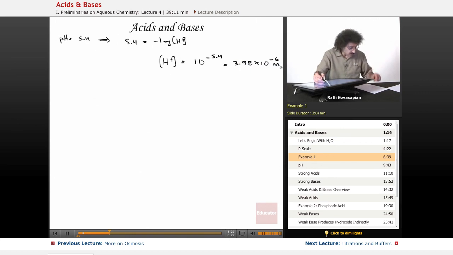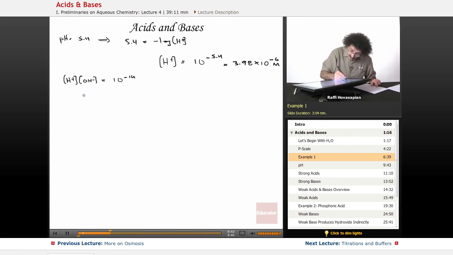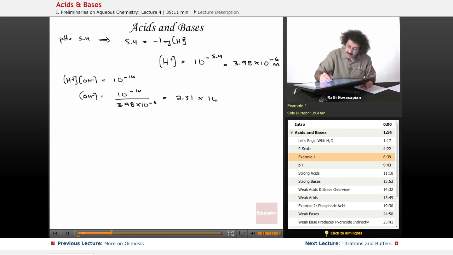So the concentration of hydrogen ion in this particular glycine solution is 3.98 times 10 to the negative 6 moles per liter. Okay, well, we know that the hydrogen ion concentration times the hydroxide ion concentration is equal to 10 to the negative 14, right? 1.0 times 10 to the negative 14. Therefore, the hydroxide ion concentration equals 10 to the negative 14 divided by the hydrogen ion concentration, which is 3.98 times 10 to the negative 6. And when we do this calculation, we get, what do we get? 2.51 times 10 to the negative 9 molarity. That's it.